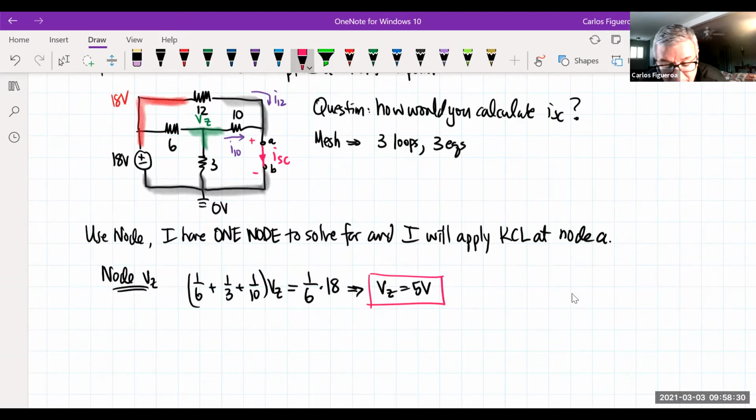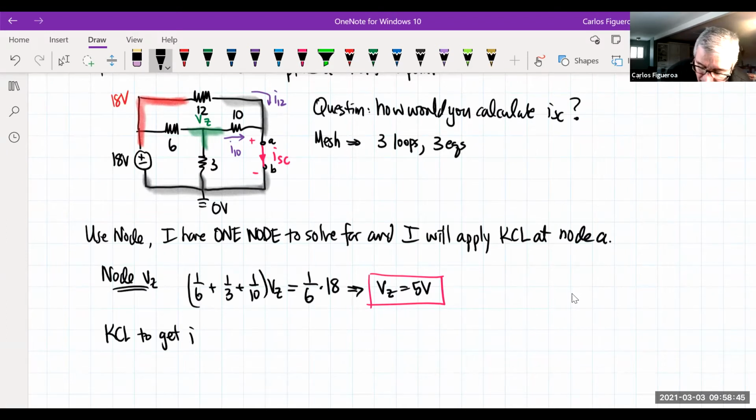By the way, I could have done series and parallel, but it was just easier in this case to just write a node equation. And so now that I got that, now I'm going to apply KCL to get I short circuit. So if I look at node A, you're seeing here that I have I10 plus I12 equals I short circuit.